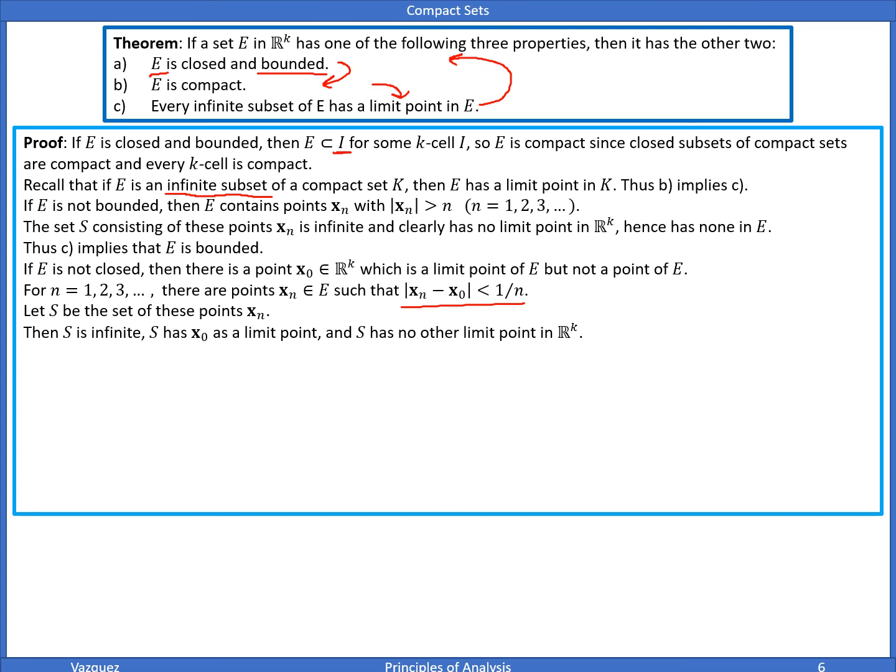And before I say here that S is infinite, why is S infinite? Well, because otherwise we would have that |x_n - x_0| would have a constant positive value for infinitely many n. Right, so that can't happen, so therefore S is infinite. S has x_0 as its limit point, as we're showing here, and we assumed over here. And S has no other limit points in R^k.